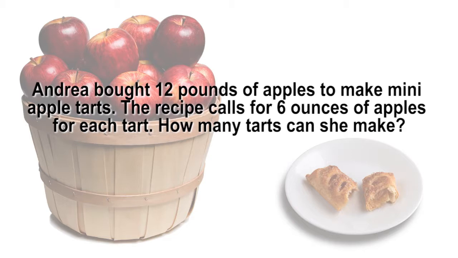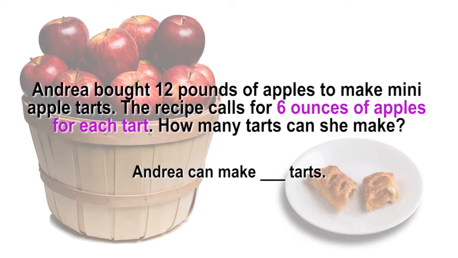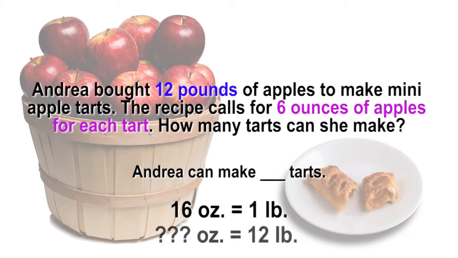We are trying to find out how many tarts she can make with the apples she has. So let's write an answer statement to remind us what we are solving for. Andrea can make how many tarts? The problem talks about 6 ounces of apples for each tart, but gives the weight of all the apples in pounds. We need to convert the pounds into ounces to solve this problem. So, if there are 16 ounces in 1 pound, how many ounces would there be in 12 pounds?